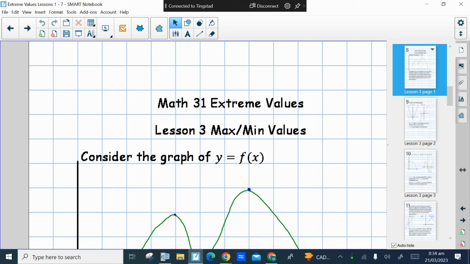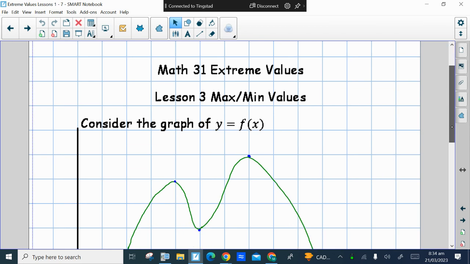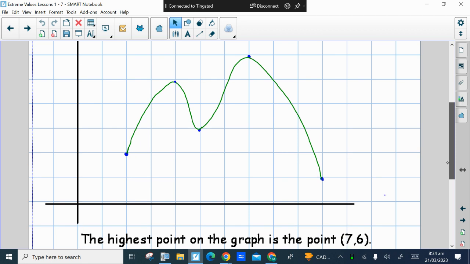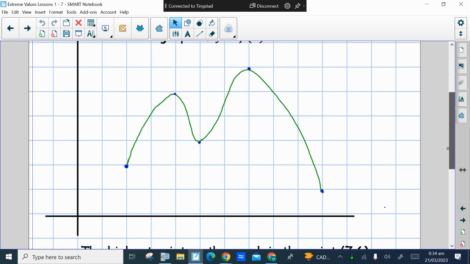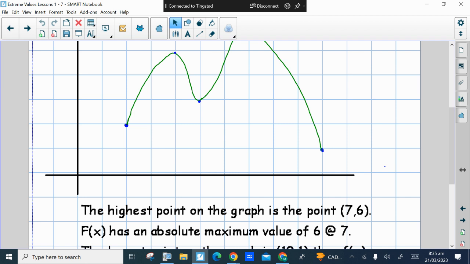All right, so we have seen that you can use derivatives to determine when a function is increasing or decreasing. So the next step then is to find the location of local max and minimum points. Okay, so as it says here, the highest point is the point (7, 6).